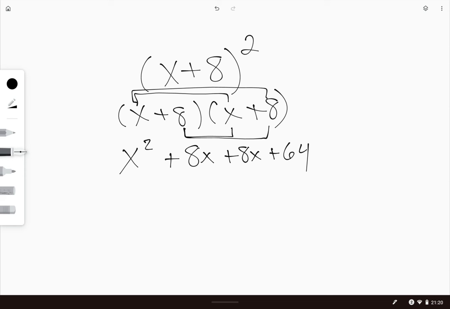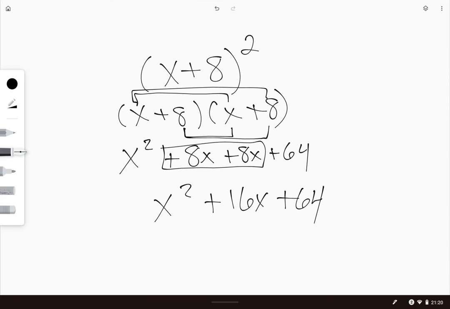All right, so there's just one last thing that I need to do, I need to write this polynomial in standard form. So I combine these like terms here. So that's going to be x squared plus 16x plus 64. All right, one final example, and then you can move on to the assignment.